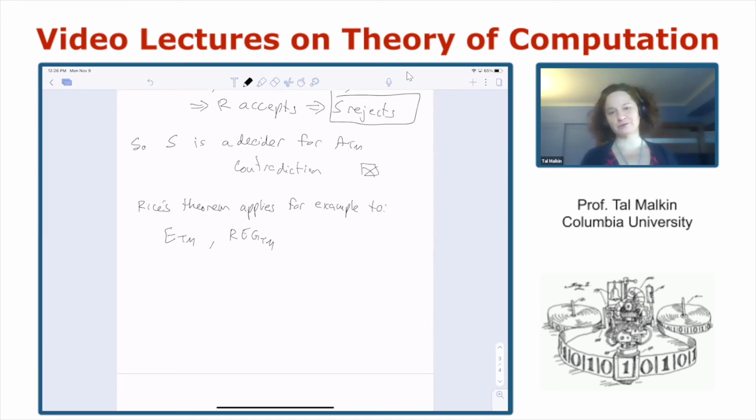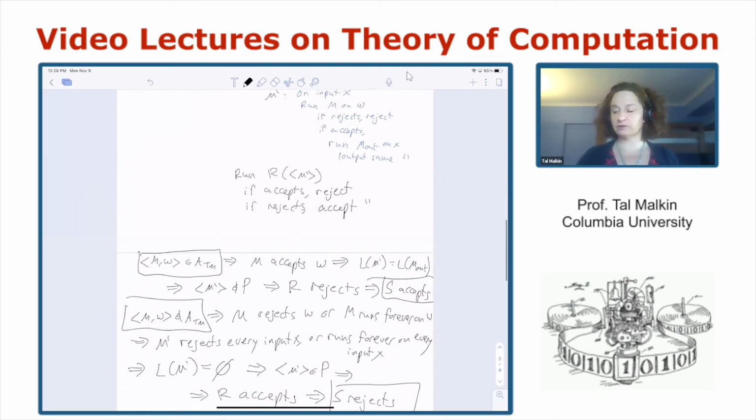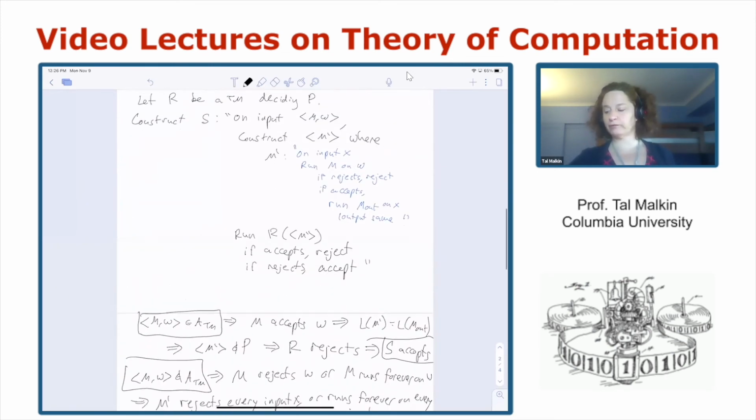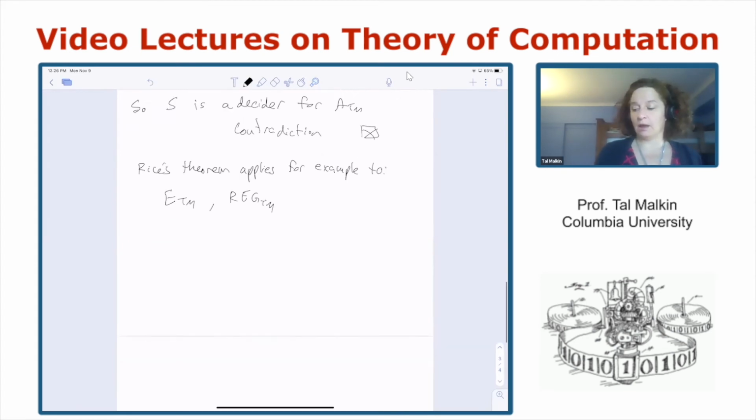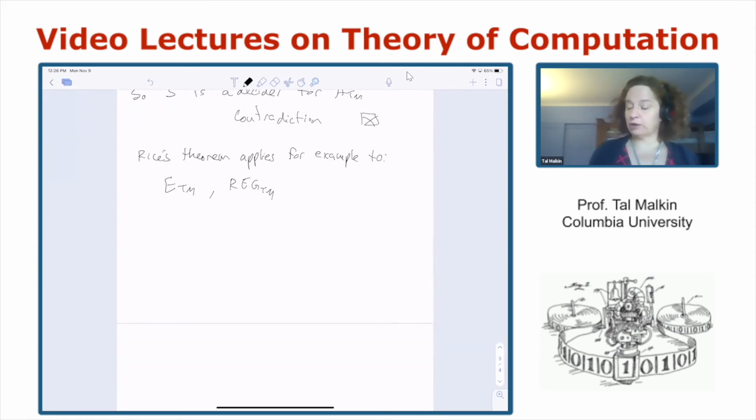And in the last lecture when we saw them, we wrote a fairly complicated proof. Now, it was similar to this proof. Now, this one proof will include all future languages like that. So ETM was the set of all Turing machines that recognize the empty language. RegTM was the set of all Turing machines that recognize a regular language. Okay, it also applies to any other example you can think of that is a non-trivial property.